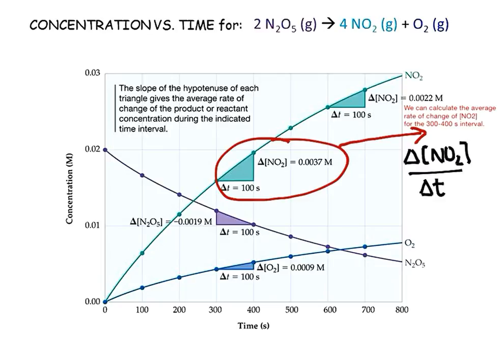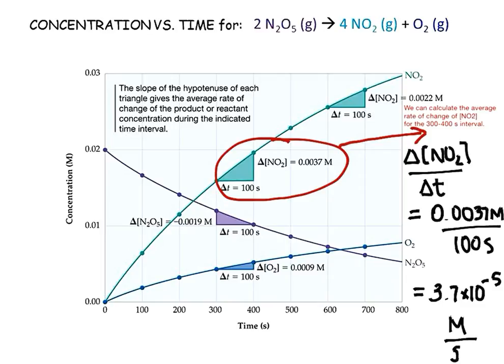So if we simply plug those in, then you can see that we get 3.7 times 10 to the minus 5 molar per second. It's a positive number because NO2 is a reactant.